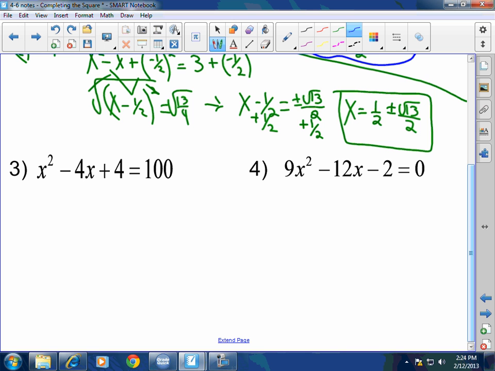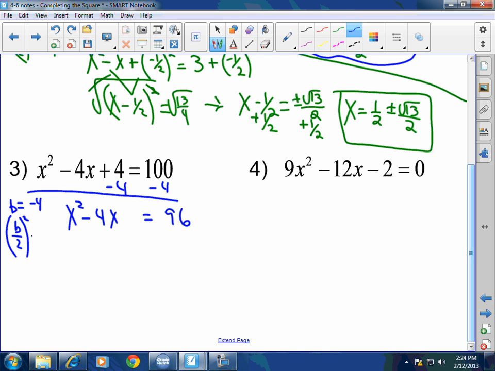First things first, let's get the x squared and the x alone. So minus 4 to both sides. So I got x squared minus 4x equals 96. You guys with me? What's my b? Negative 4. So what would my negative b over 2 squared be? Negative 2 squared. So I'm going to have a negative 2 here squared plus a negative 2 here squared. What does this turn into?